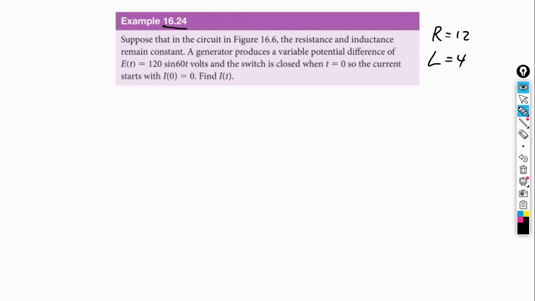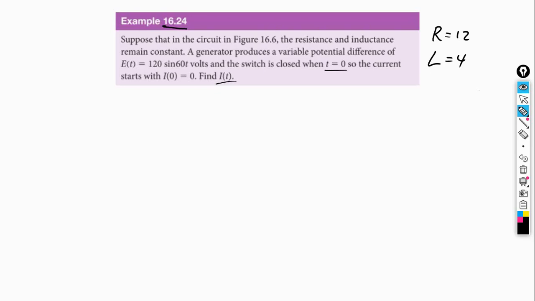A generator produces a variable potential difference of E of t equals 120 sine of 60t volts, and the switch is closed when t equals 0, so the current starts with I of 0 equals 0 amps. Find I of t. This is very similar to the previous problem, except that they change the potential difference.